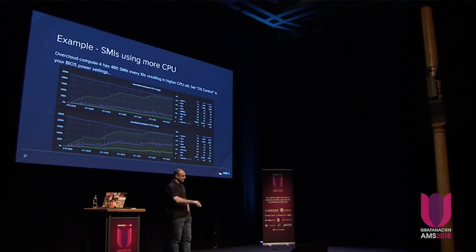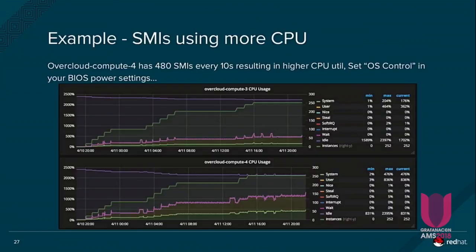But these two compute nodes are running the exact same number of instances on them that are all idle. And at that same period of time, we could see one is consuming a lot more CPU. The one that's consuming a lot more CPU is saving on power, but it's using more of its resources at that point. And it's more consumed also because SMIs use the CPU. So your actual hardware's BIOS might be stealing your CPU. It's best to have that set into OS control for more deterministic performance.